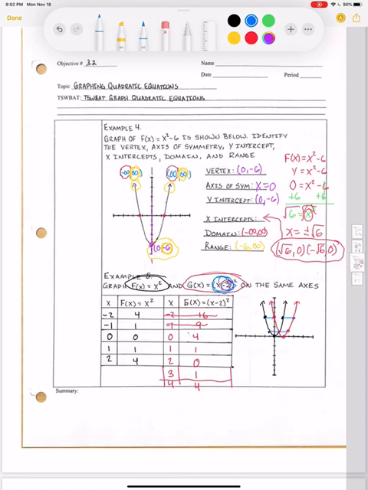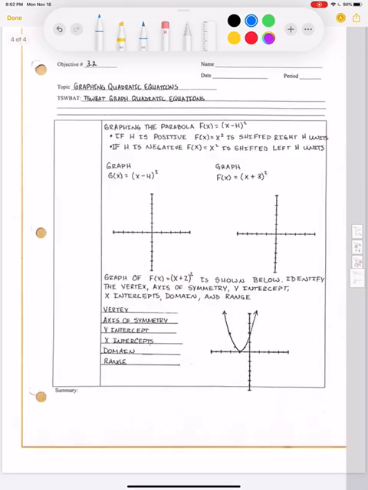Now, in this case, let me erase some stuff. In this case, it was negative. So you would think it would move us to the left. But actually what it did was move us to the right. So it's kind of the opposite of what you would normally think. And we come up with this rule.